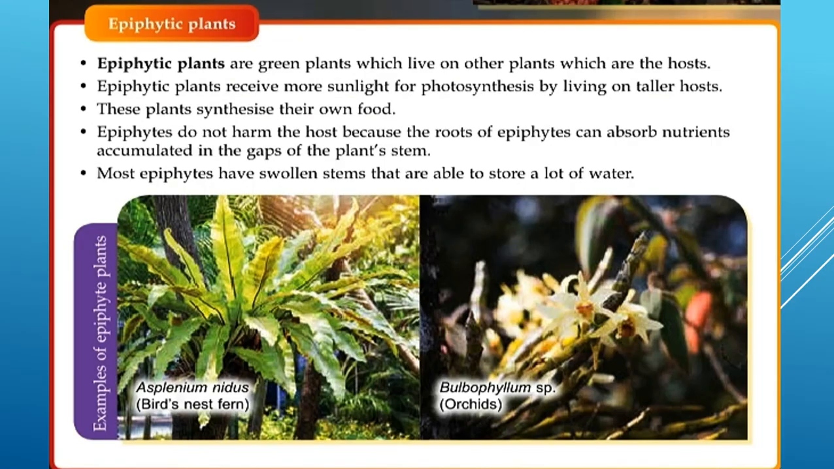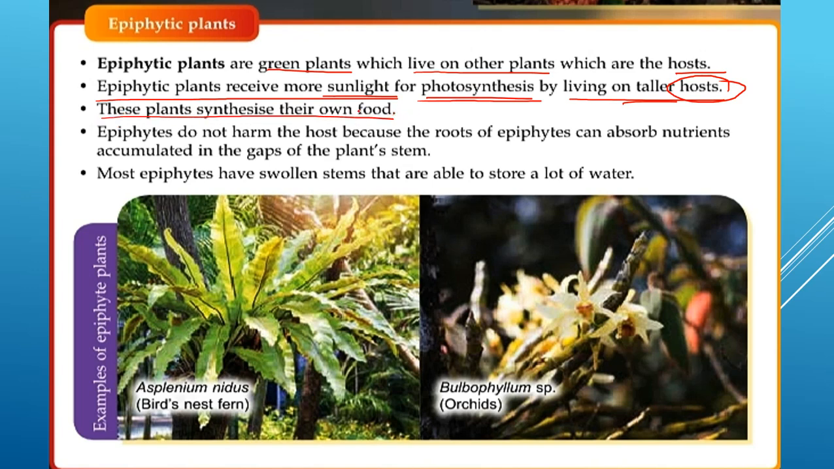Kemudian yang kedua adalah epiphytic plants. Epiphytic plants are green plants, live on other plants which are the host. Maksudnya macam sama dengan parasitic juga. Epiphytic plants receive more sunlight for photosynthesis by living on taller host. Yang ini dia pergi kepada perumah atau tumbuhan lain yang lebih tinggi supaya dia dapat lebih banyak sunlight untuk menjalankan proses fotosintesis. So these plants synthesize their own food.